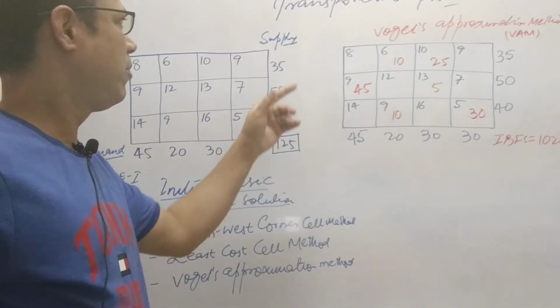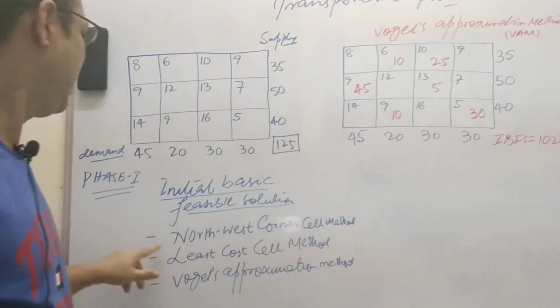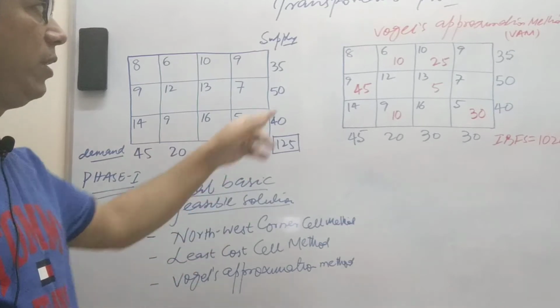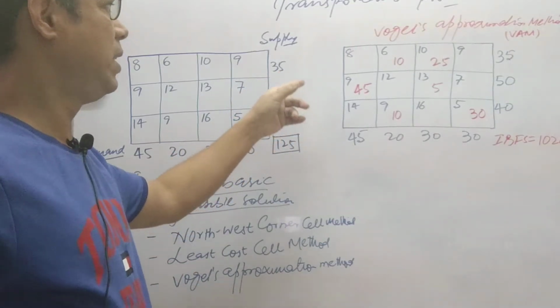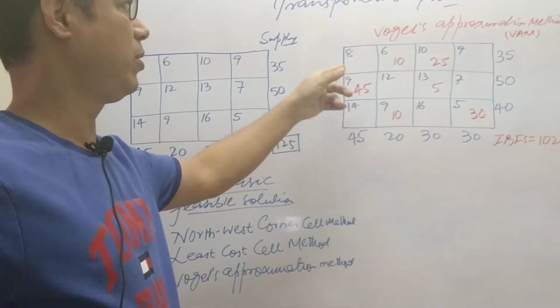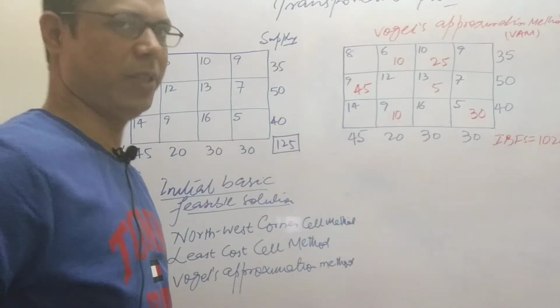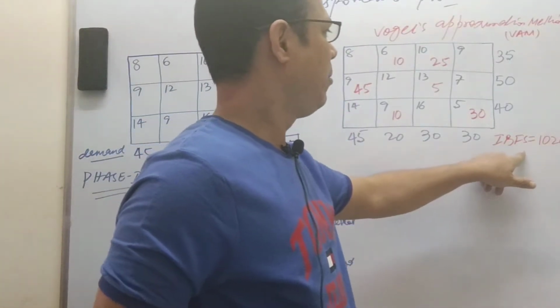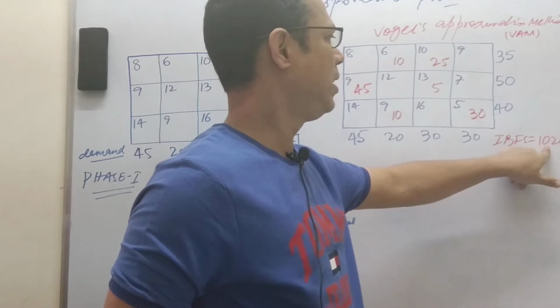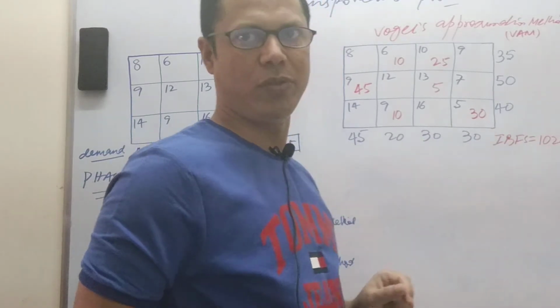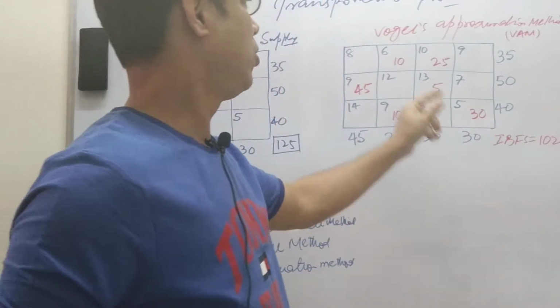So now I'm going to take one example of the initial basic feasible solution which I already solved in part 1. So you can see this is Vogel's approximation method to find the initial basic feasible solution. Applying Vogel's approximation method, we got the initial basic feasible solution 1020. So this is the cost of transportation.